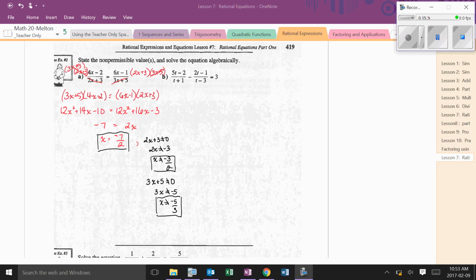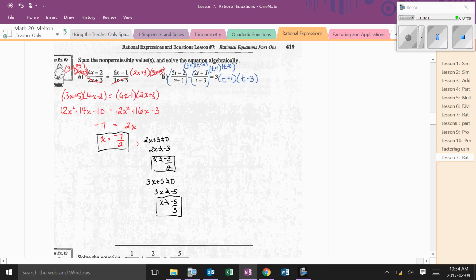So taking a look at B, we have the binomial denominators of t plus 1 and t minus 3. Everything is in factored form, so we need to get rid of those denominators. We'll multiply everything by t plus 1 and t minus 3. So if we multiply this first one by t plus 1 and t minus 3, the second one by t plus 1 and t minus 3, and of course, if you're doing it to the left side, we need to do that to the right side as well: t plus 1 times t minus 3.